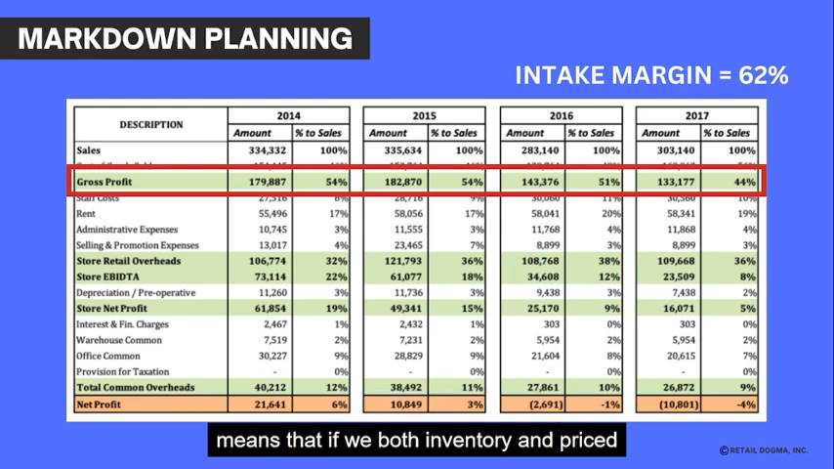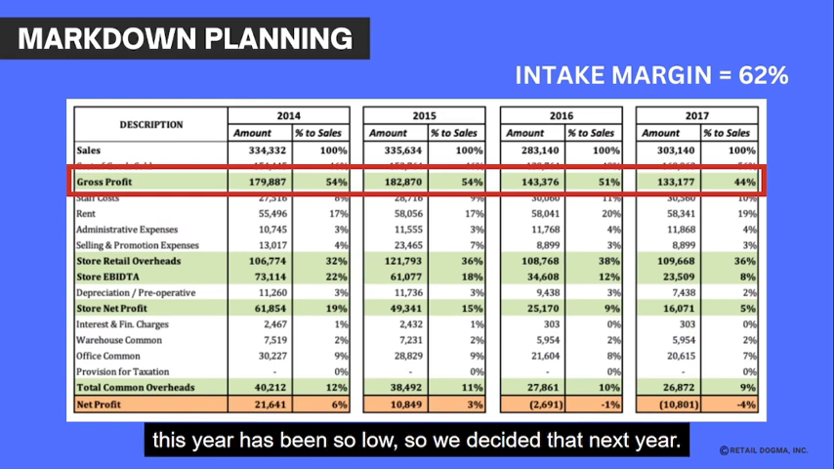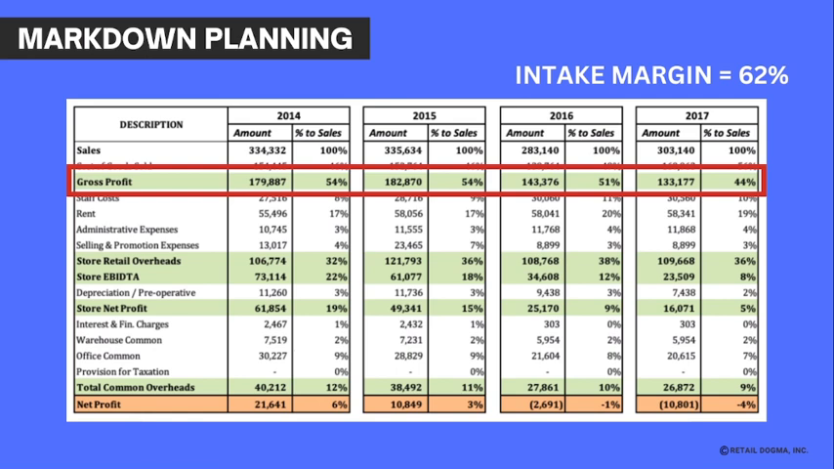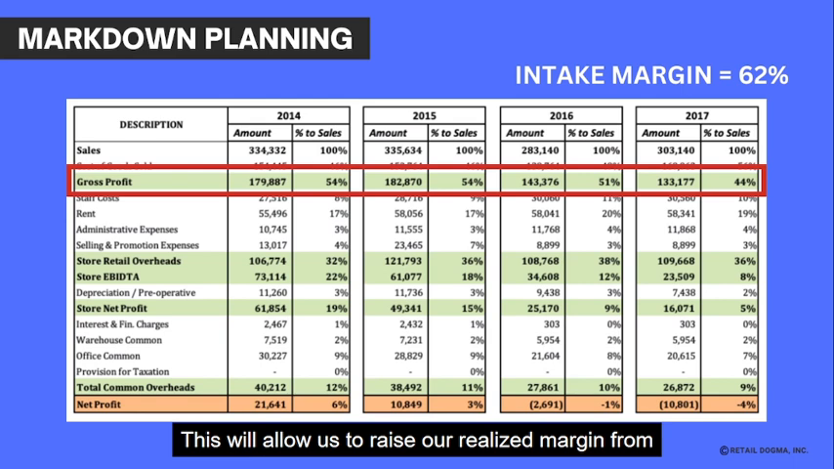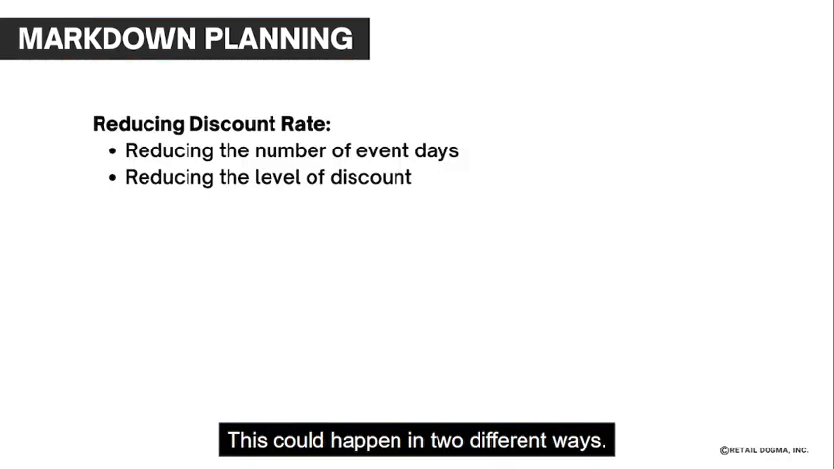This simply means that if we bought inventory and priced it to sell at $100,000 in retail value, after all the markdowns, we actually sold it at $67,900 in retail value. That's why our margin for this year has been so low. So we decide that next year we need to reduce our discount rate and bring it to 20%. This will allow us to raise our realized margin from 44% to 52.5%, assuming that intake margin will be the same. This could happen in 2 different ways: reducing the number of event days, or reducing the level of discount, or by combining both together.